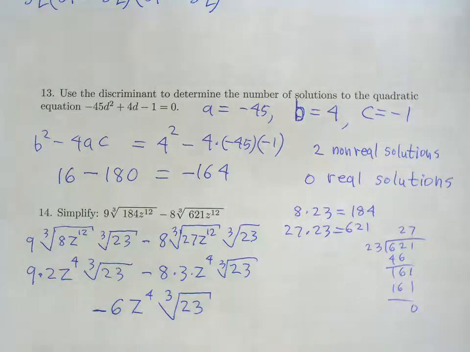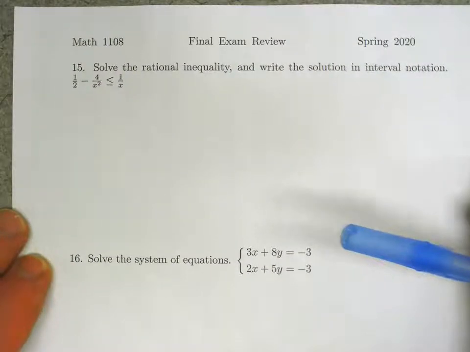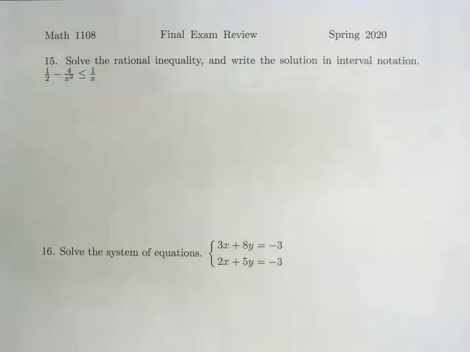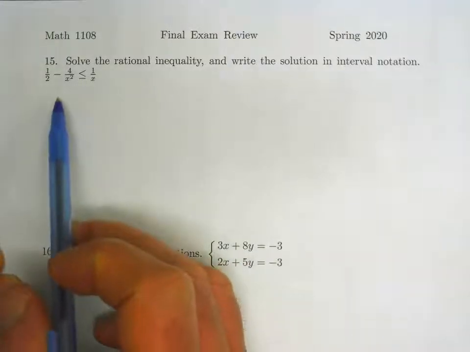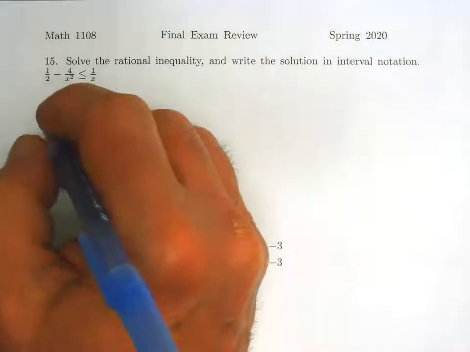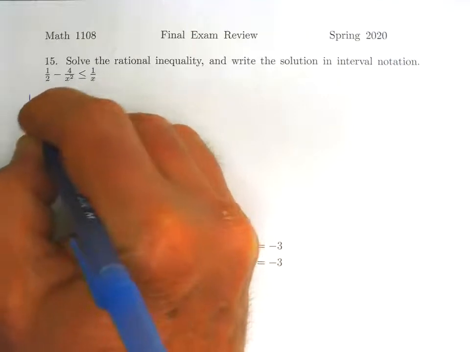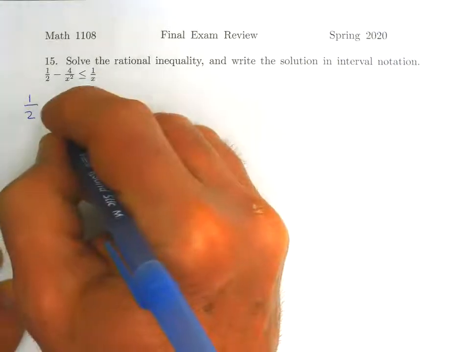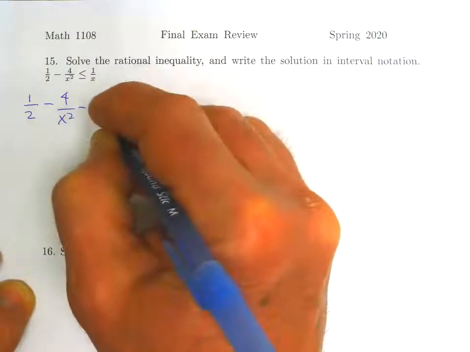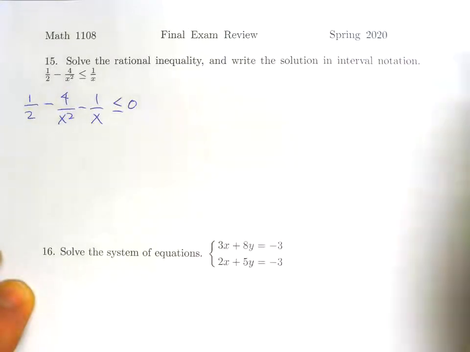Okay, we'll move on to the next problem. Number 15, solve the rational inequality and write the solution in interval notation. Well, for a rational inequality, we want one side to be 0. So I'll subtract 1 over x from both sides. We get 1/2 minus 4 over x squared minus 1 over x is less than or equal to 0.